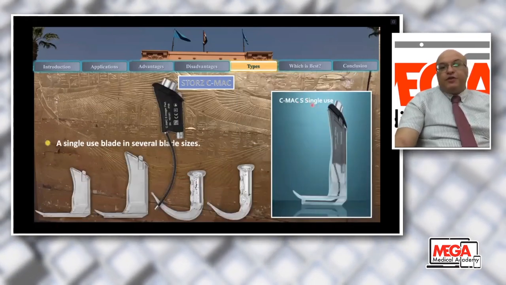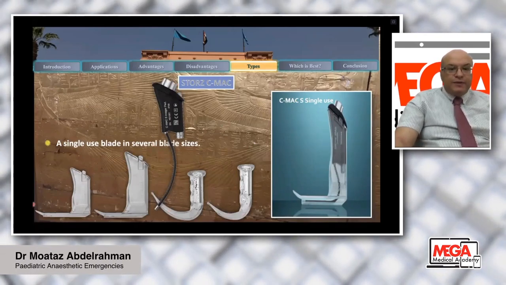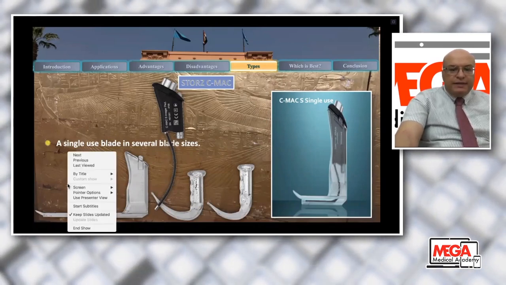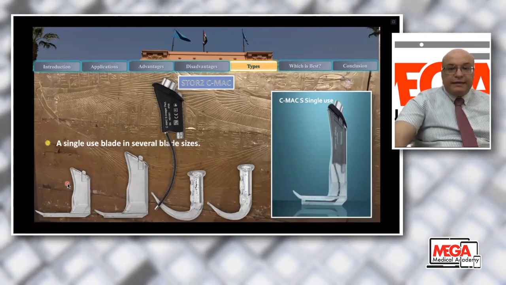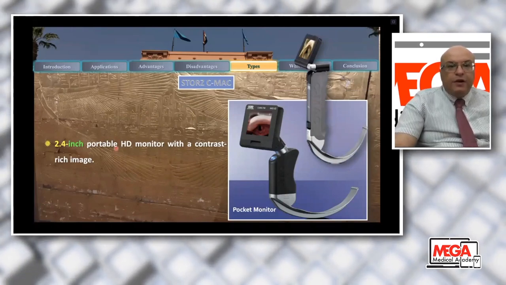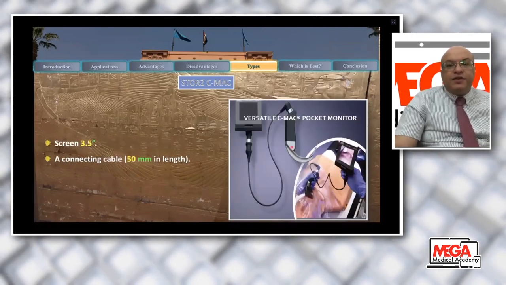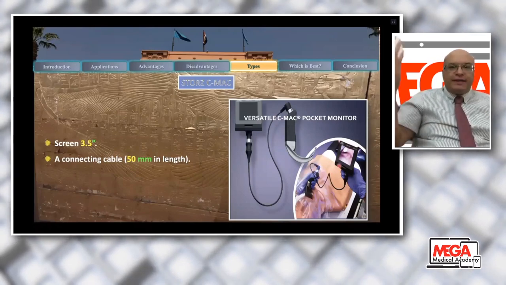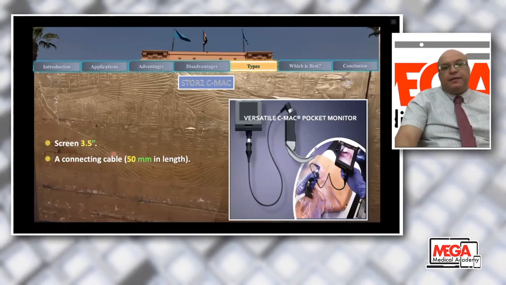Also, Storz introduced a single-use blade with a fiber optic reusable cable and disposable blade, both curved and straight. It's the single-use C-MAC S. Here is the angle, 60 degrees as well. Also, there is a portable pocket monitor, which is a 2.5-inch portable screen. And recently, they introduced the versatile C-MAC, with a portable remote screen. It's connected by a cable 50 millimeters in length, and the screen is 3.5 inch.